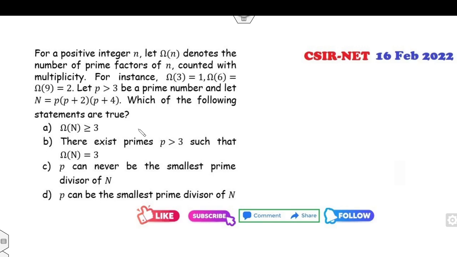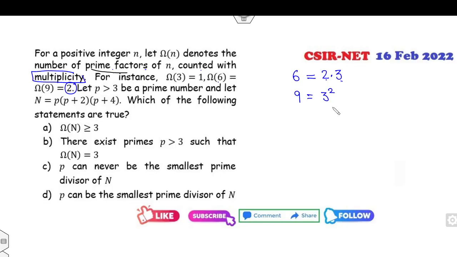Okay, look at this another one. For a positive integer n, omega of n is the number of prime factors of n. Prime factors. That means if you're talking about 6, how many prime factors? 2 into 3, 2 prime factors. Omega of 6 is 2. 9 is 3 raised to power 2. That's the number counted with multiplicity.